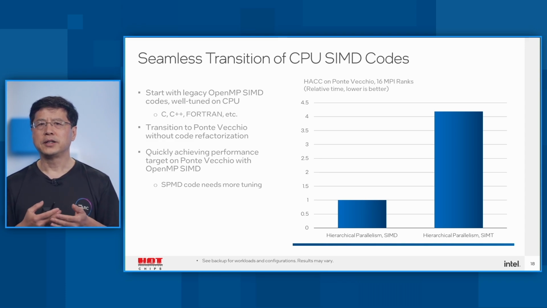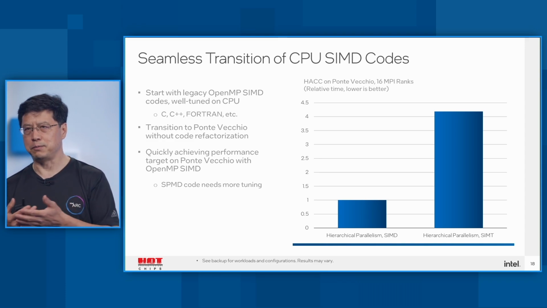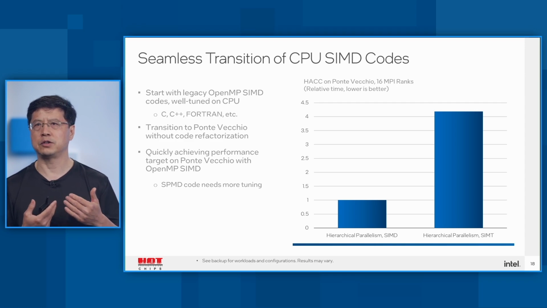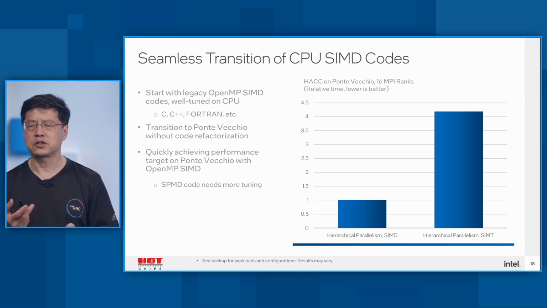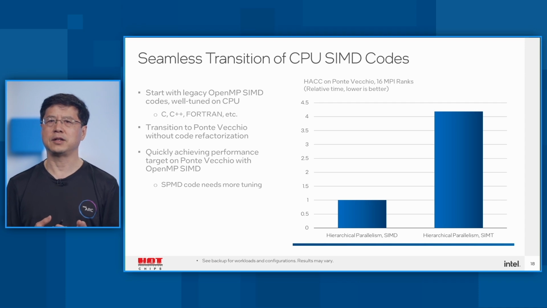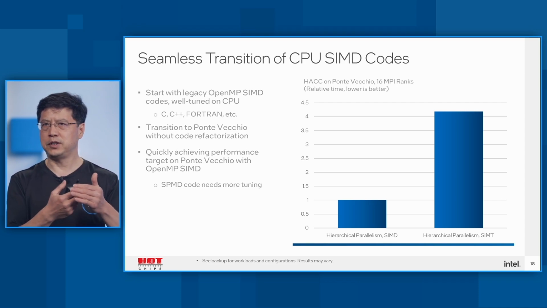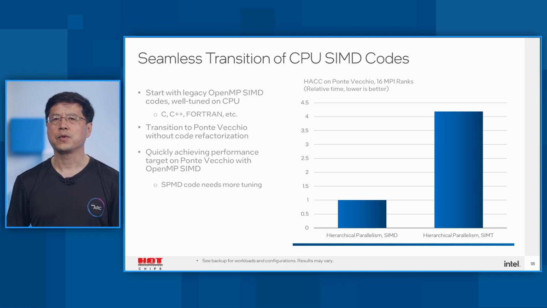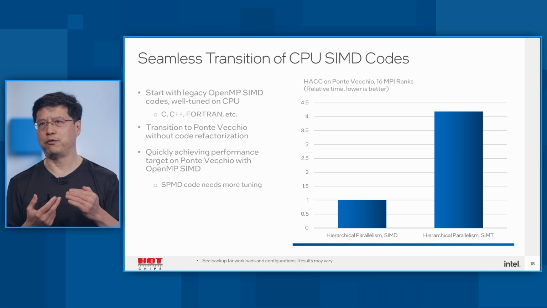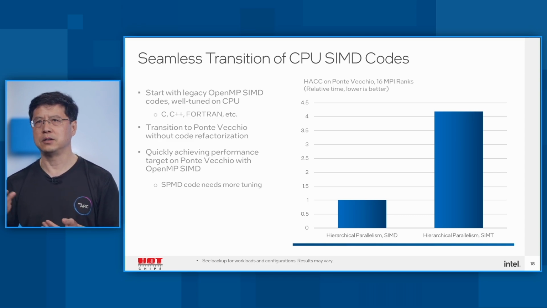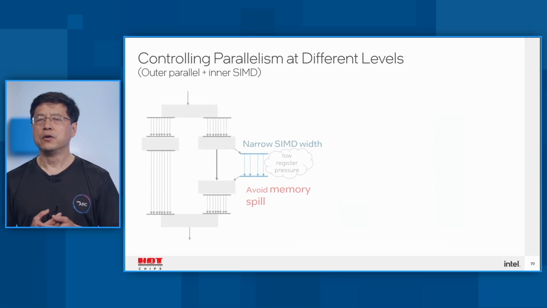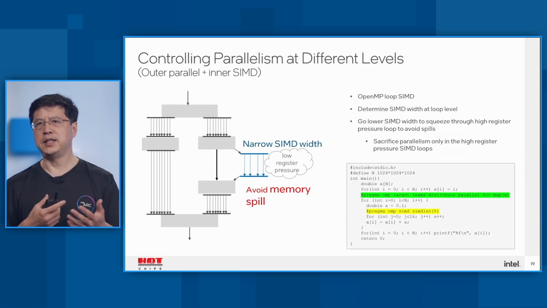And taking the same code, transition to PVC is much easier through the OpenMP SIMD tool chain. And we can quickly achieve the performance target using that. The chart shows the same effort on the HACK workload using SIMD backend or SIMT backend. We can see that the SIMD backend is able to achieve the performance earlier, while the effort on SIMT backend is still ongoing.